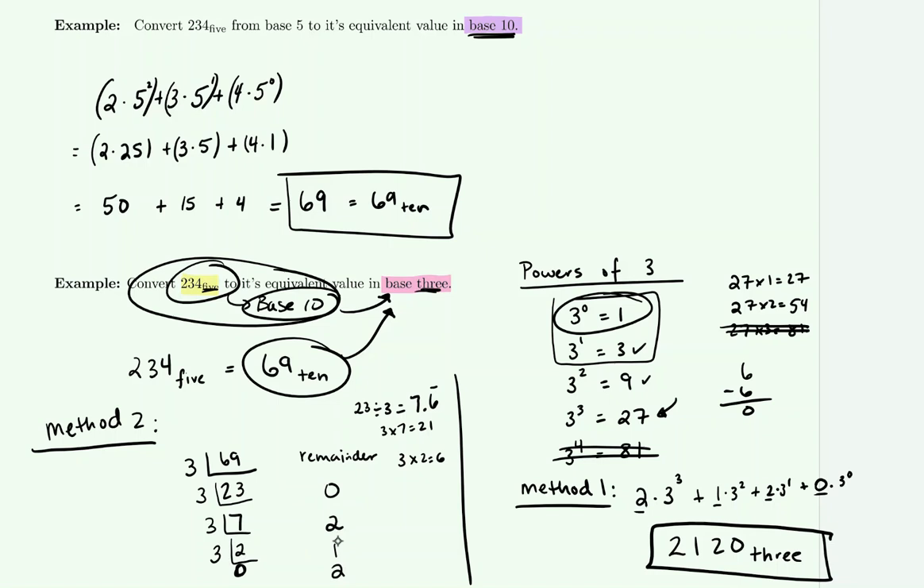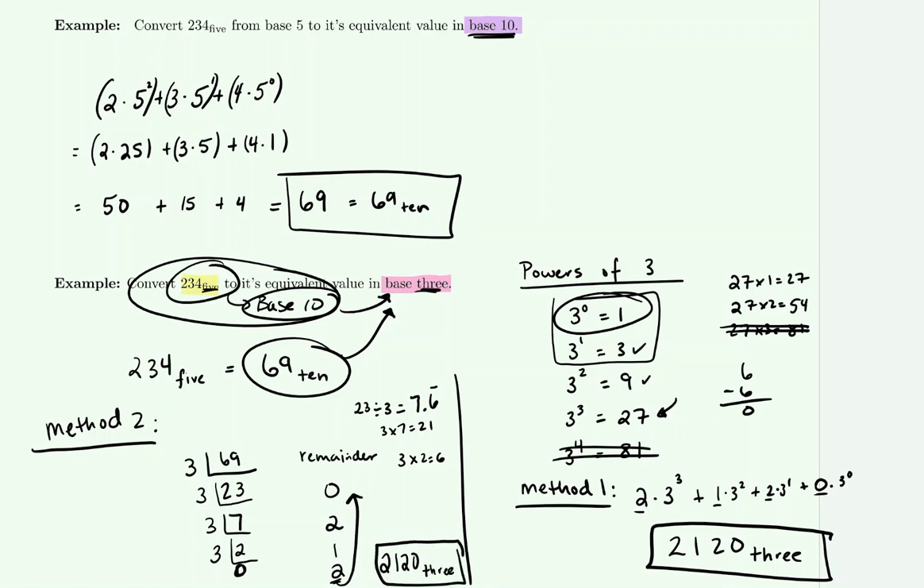And then remember, the trick from this system is you've got to take the values that you found, and this is the starting point, and then it decreases that way as you go up. So we've got 2, 1, 2, 0 in base 3.